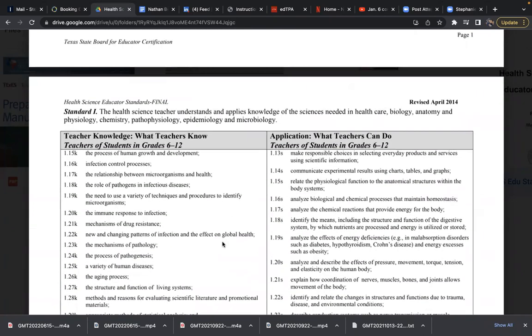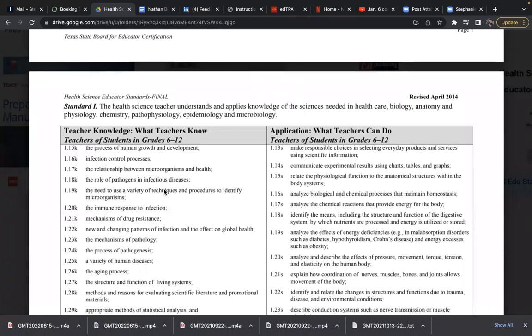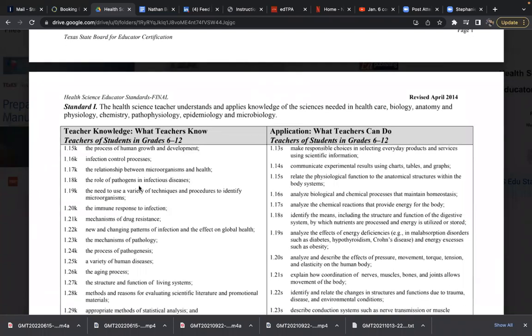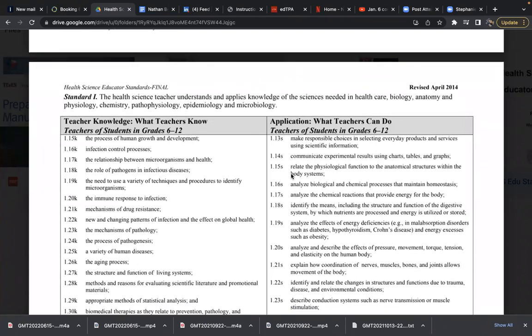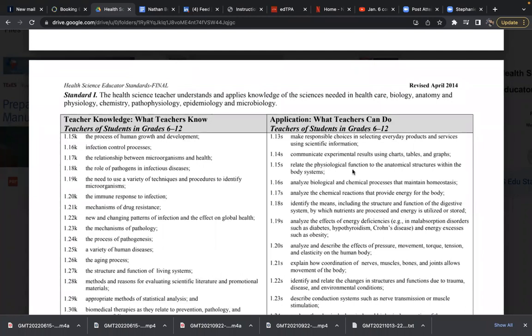Okay. Then you're going to get to more centralized human growth and development, microorganisms, the role of pathogens, infectious disease. But you're not just required to know those things. You are required to be able to apply it on the right-hand side. So relate the physiological function to the anatomical structures within the body systems. The students have to be able to do that. You have to be able to create lessons and activities where they would be able to show you, and then where they would be able to learn that information.